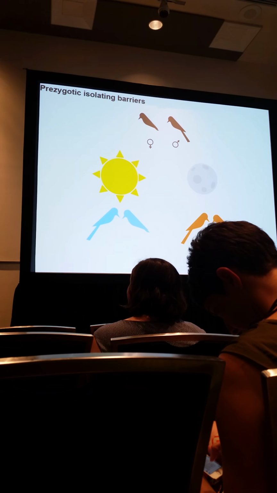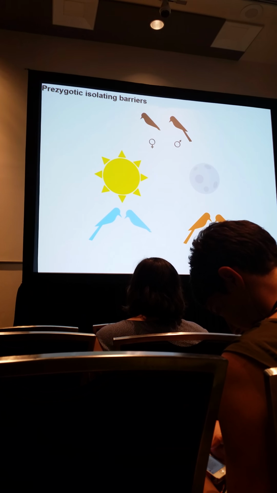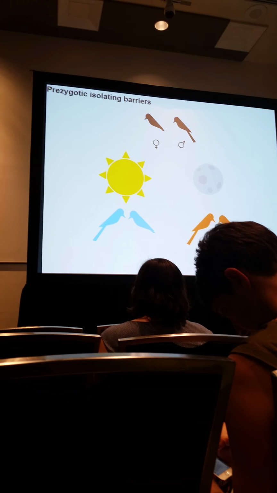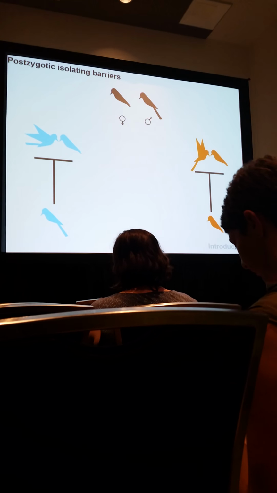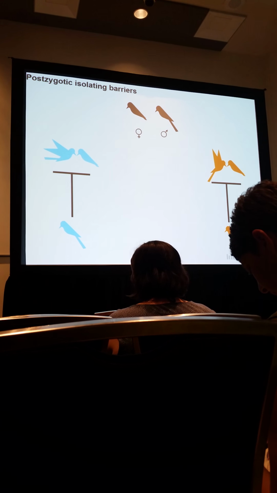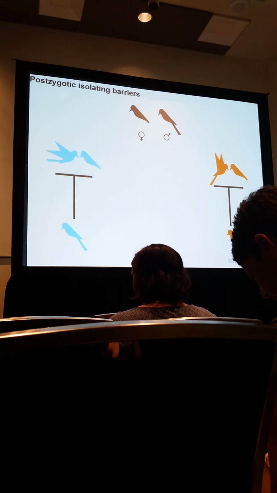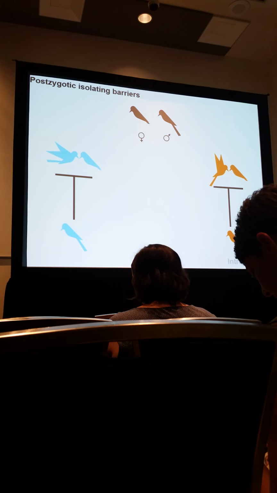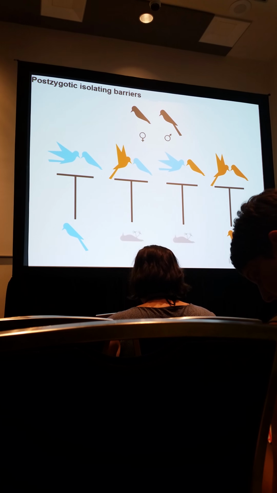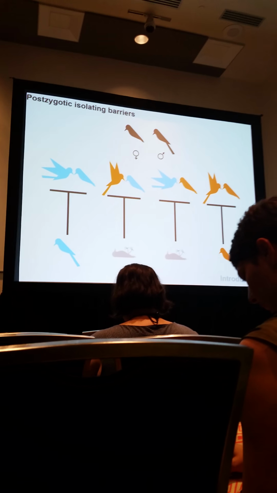So in this case, one species mates during the night, the other during the day, and so they never meet, and thus they never mate. The second category, which is more interesting to me, is post-zygotic ones, where while in normal situations when you mate within the species, you produce viable offspring. When you're trying to hybridize, you succeed in mating, but you produce offspring that are sterile or inviable.